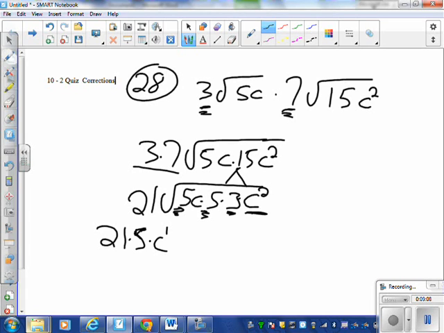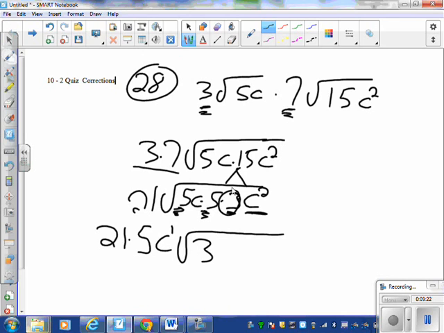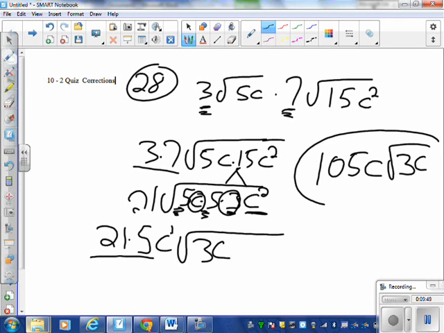Okay, so what are we left with inside? We have the 3, and we have the c. So my final answer would be to multiply those two together, and I get 21 times 5 is 105. C is the first power. I don't need the 1 there. It's an invisible 1. So I can just write c, and inside I have 3c. So this would be the final answer.